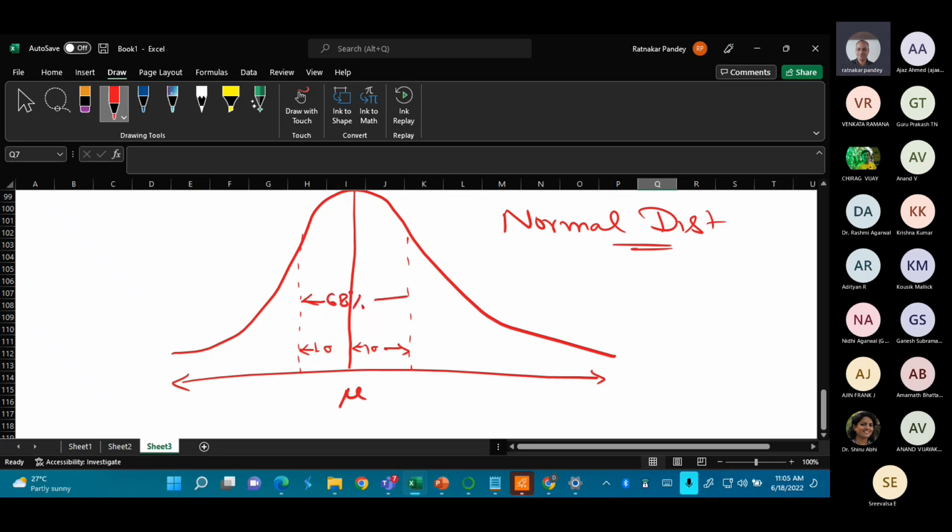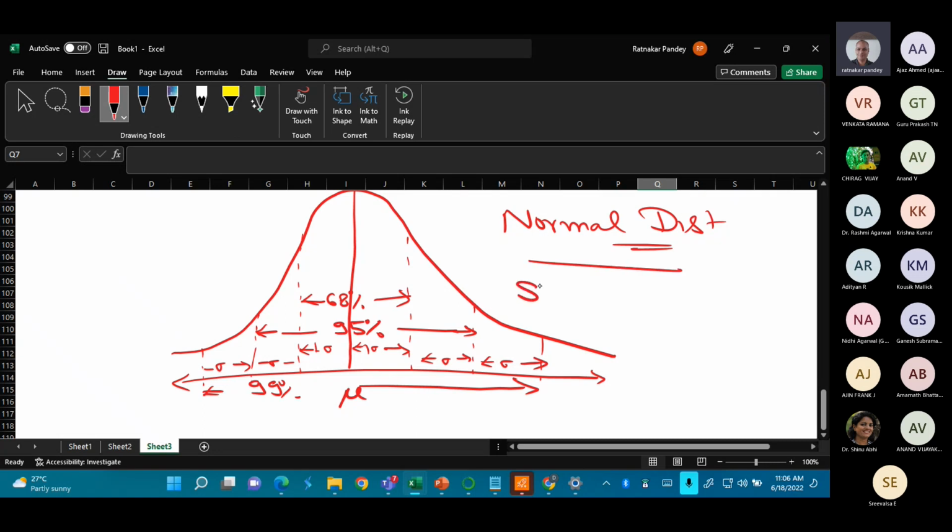68% of the observations will be lying over here, right? You can imagine another negative sigma over here, another positive sigma over here. How many observations? Anyone? Correct. 95% of observations will be lying over here, right? And then finally we have another negative sigma over here and another positive sigma over here. This is basically plus minus 3 sigma, and you'll have 99% of the observations lying over here, right? So this is what the normal distribution is.